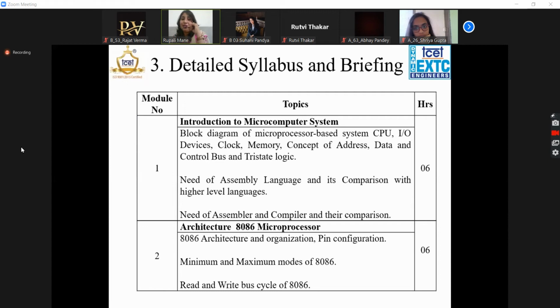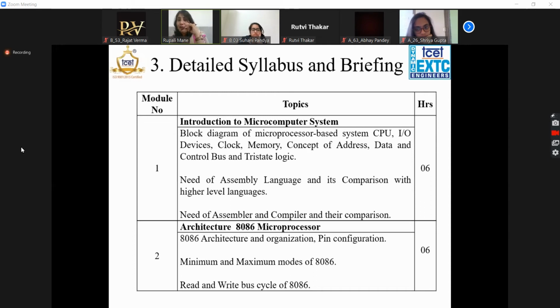Then assembly language comparison with high-level language. And then assembler and compiler. Okay. So what is the function of an assembler? What is the function of a compiler? That we are going to study. Okay. Then this chapter is a very easy chapter, chapter number 1. And almost 8 marks are there for chapter number 1. And that is very, very easy. Okay. So the entire theory part is there. Okay. Then apart from that, the second chapter is the architecture of the 8086 microprocessor.